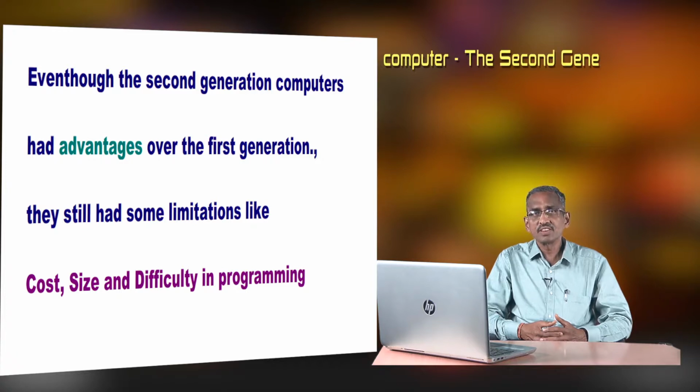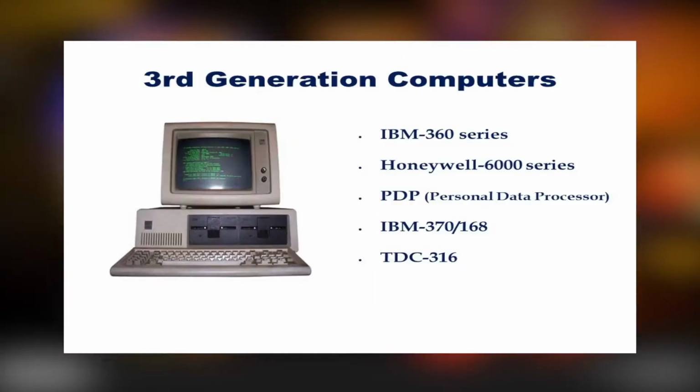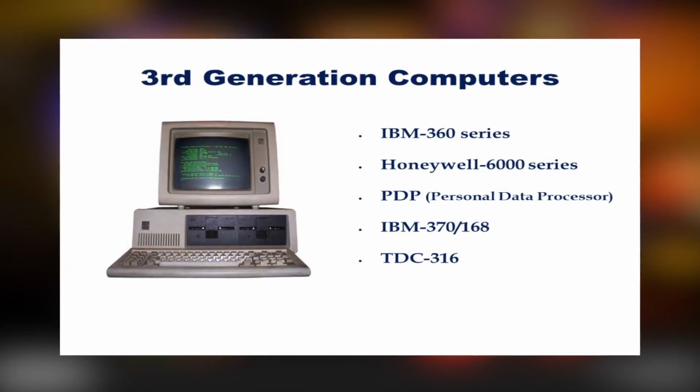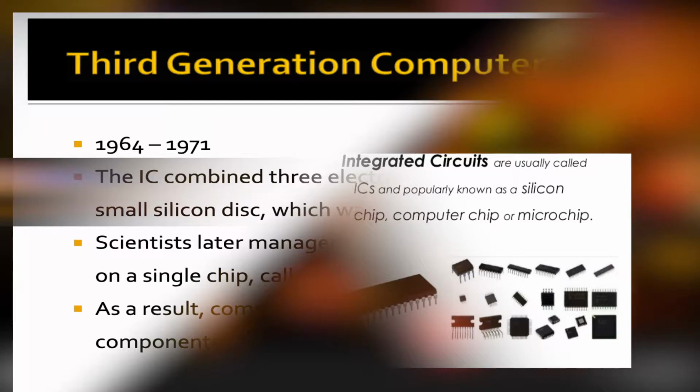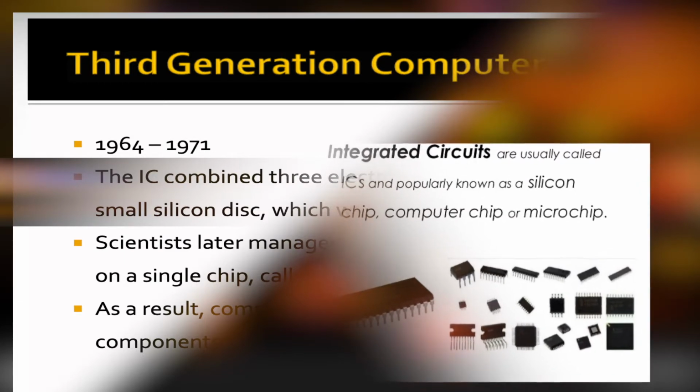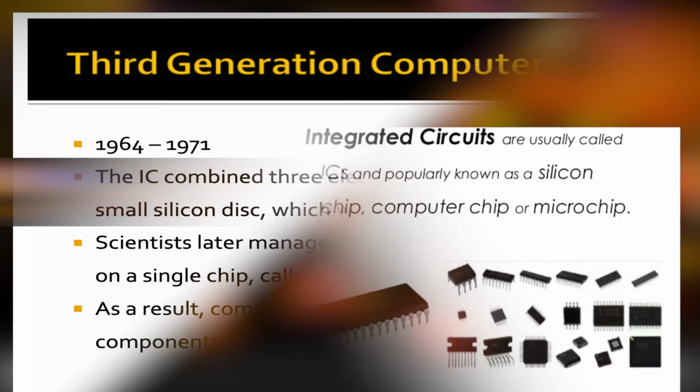Even though the second generation computers had advantages over the first generation, they still had some limitations like cost, size and difficulty in programming. The third generation emerged in 1965 and extended till 1971. The computers of the third generation used integrated circuits in place of transistors.